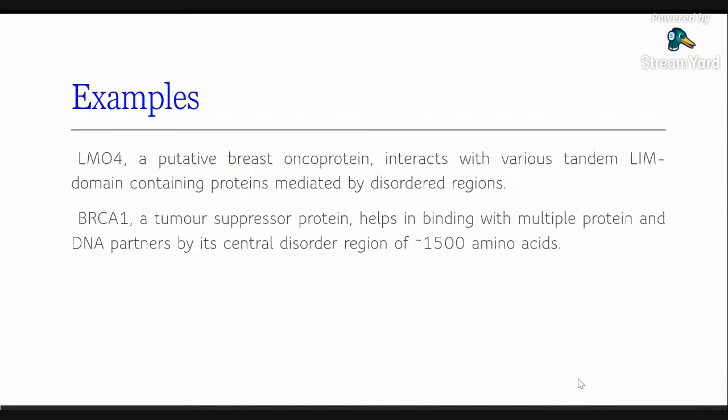Now, let me share two examples of IDPs with you. This is a breast oncoprotein, LMO4, which interacts with various tandem LIM domain containing proteins, mediated by its disordered regions. Then there is another very interesting protein, the tumor suppressor BRCA1, which I guess all of you are aware of. This protein binds multiple proteins and DNA with its disordered region of around 1500 amino acid residues, and then forms a stable complex.